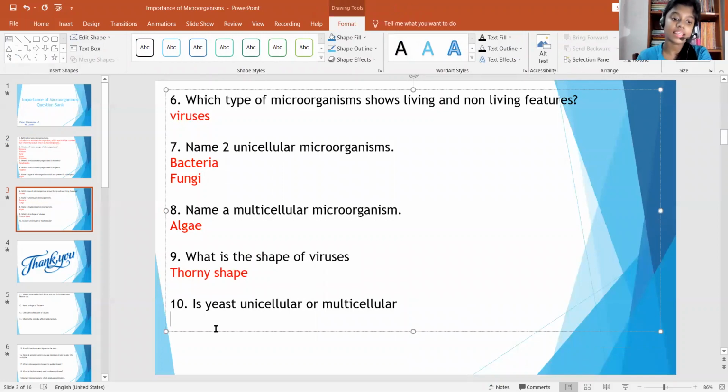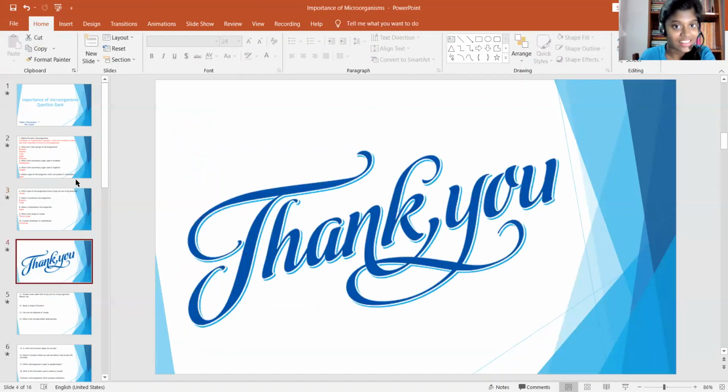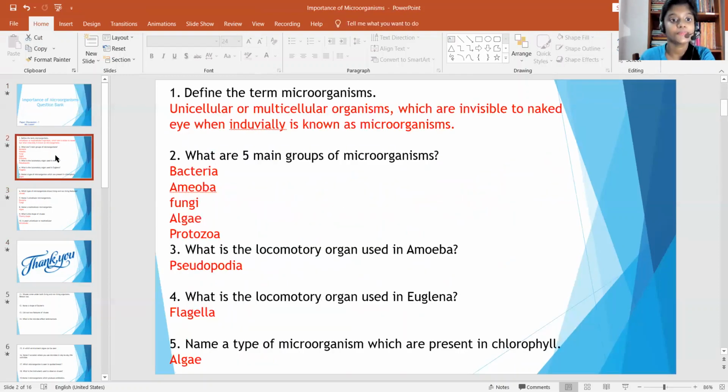Now let's see the 10th question, the last one. Is yeast unicellular or multicellular? Children, yeast is unicellular. If you have observed it under a microscope, it is a unicellular organism. Hope it's clear. That's all, dear children. I'll repeat again.